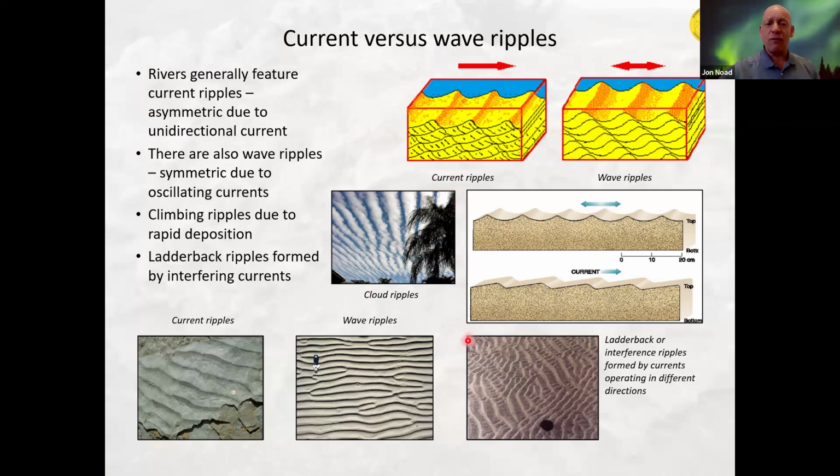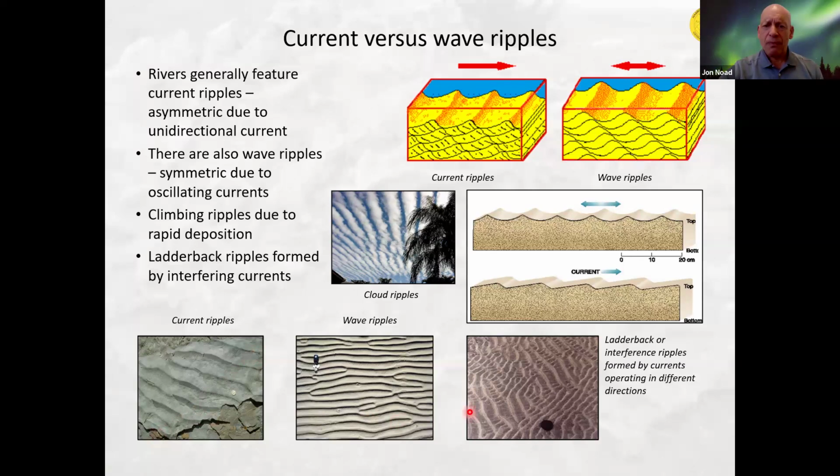So if you go into the field and you see some ripples like we're showing on the lower left here in the photograph, you can say immediately they have a flat back and a steep front. So this is a current ripple, and the flow would be down towards the bottom left-hand part of the slide.